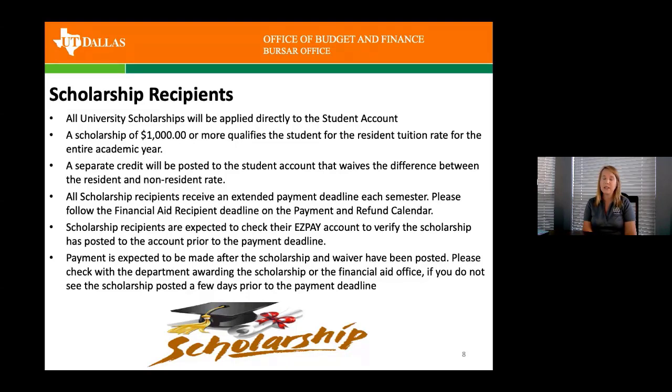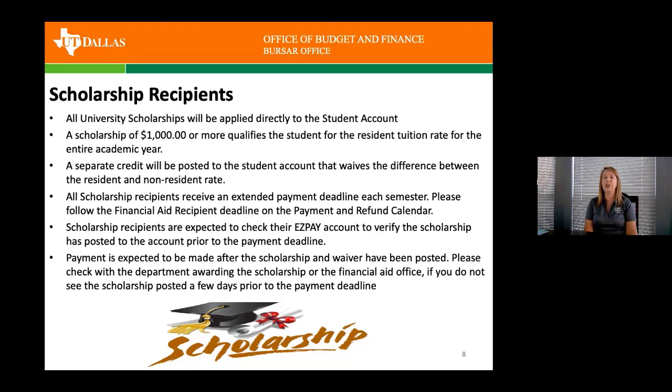So the way that works is you will still see on your bill, if you're a non-resident student, the non-resident tuition charge. But then you will also see a credit post or a waiver, is what we call it, on your account for the difference between the non-resident rate and the resident rate. So again, I know students will get worried because they'll see that amount for the non-resident rate and they'll think they're being charged the non-resident rate, which technically they are, but we're giving them a waiver of the difference because they're receiving that $1,000 scholarship.